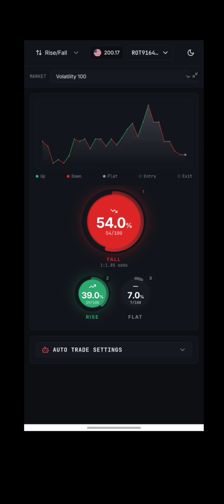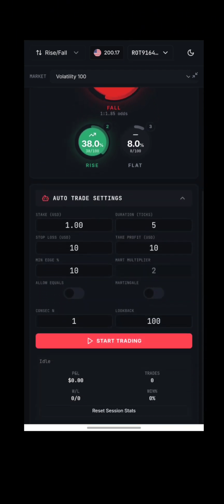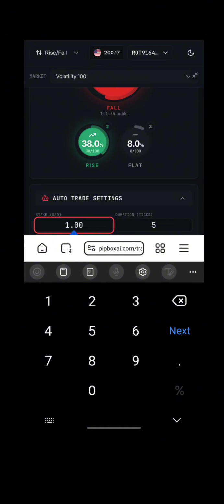All the withdrawals and deposits are done on Deriv, okay. Now let's continue. Now we have the percentage probability of the market falling, okay. So what you're going to do next is you're going to come on the auto trade setting, and at this point you are going to set your stake, okay.